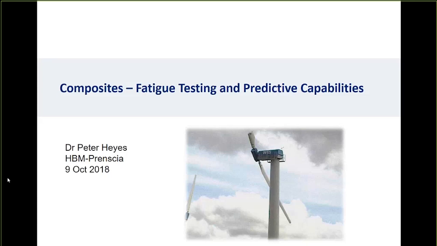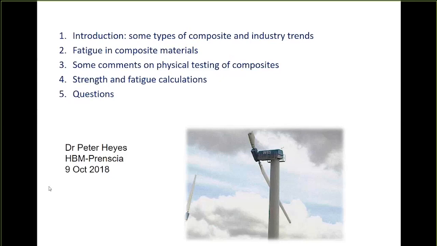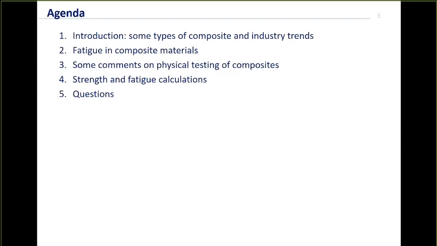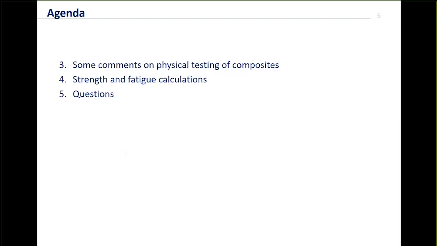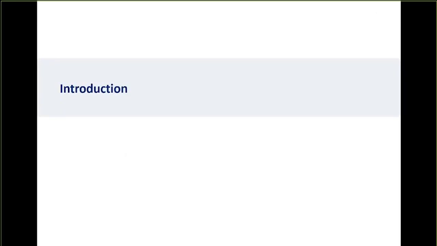So in today's presentation, we are going to look at the phenomenon of composite fatigue and at some of the associated physical testing and analytical methods. So the agenda, very briefly, I'm going to give you a short introduction, talk about some different types of composite material and some of the trends that we see in industry. I'm going to follow up with that with a description of fatigue in composite materials. We're going to look at some of the physical testing aspects and at some of the methods that we're exploring to do with strength and fatigue calculations. So without further ado, into my introduction.